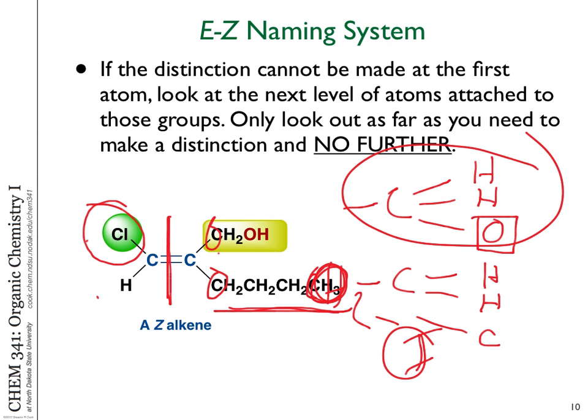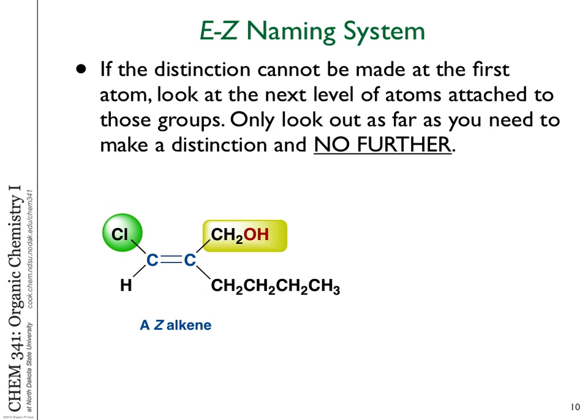Yes, question? What if there are 2 carbons connected to the original carbon? No, it's atomic number. It doesn't matter how many of a lower atomic number there is. It goes by atomic number. Good question. That's also an important point. Now, atomic number.